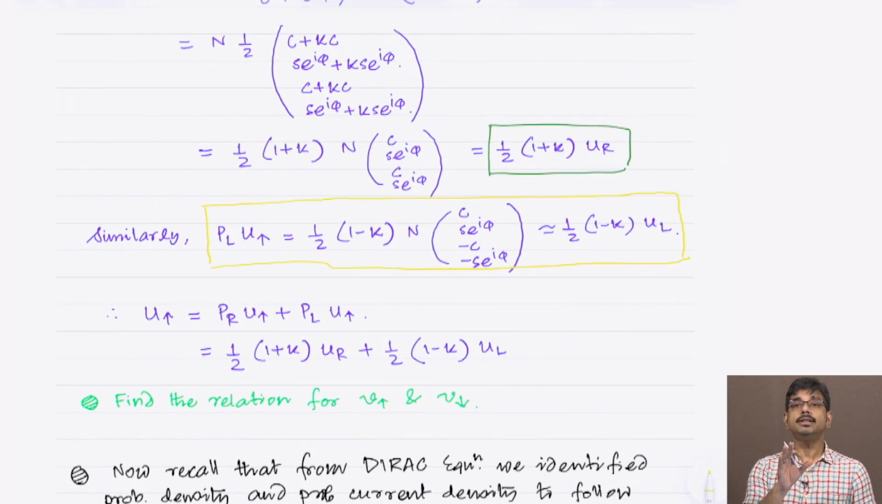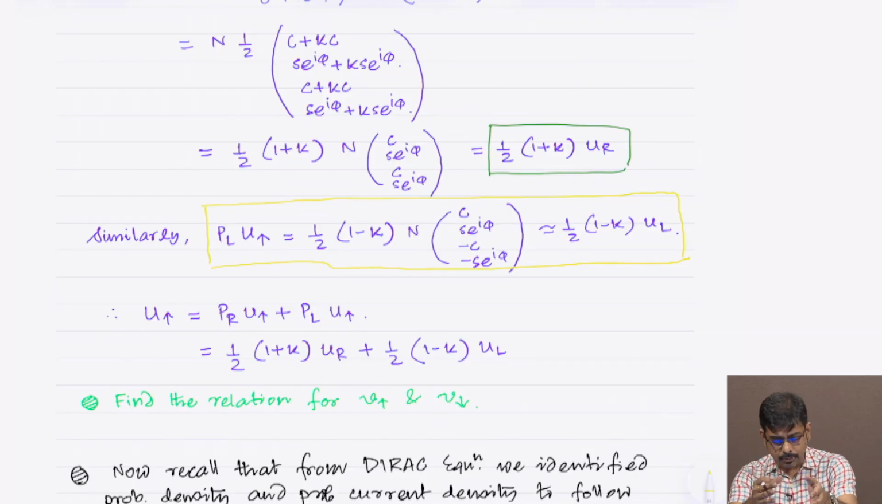Now, I can always say that u up, whatever the spin or states that is, is one of the helicity eigenstates that we are talking about. And so, u up can always be written in terms of the two different projections like PR u up plus PL u up, simply because of the fact that PR plus PL is always equal to 1. So, I can always write it like PR u up plus PL u up, but the point is that PR u up can be written as half into 1 plus kappa u r, while PL u up is half into 1 minus kappa u l.